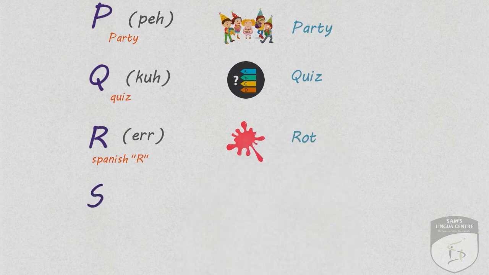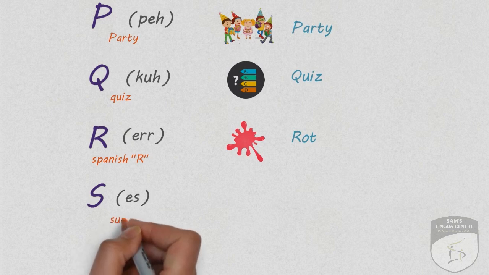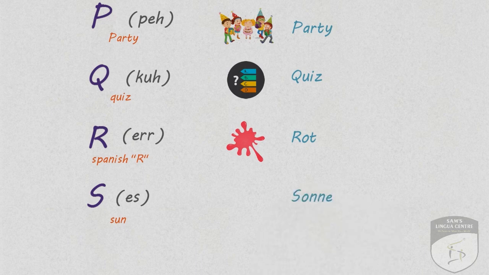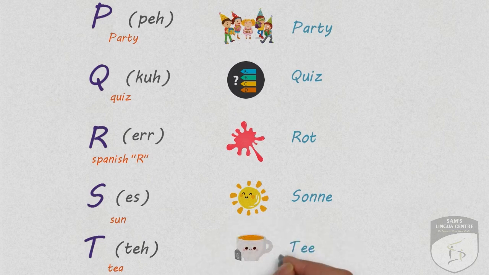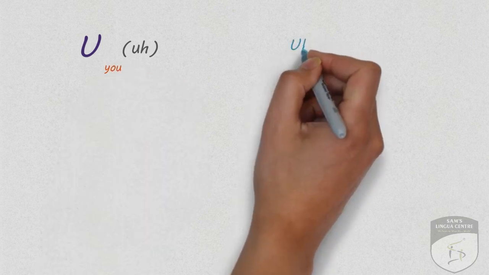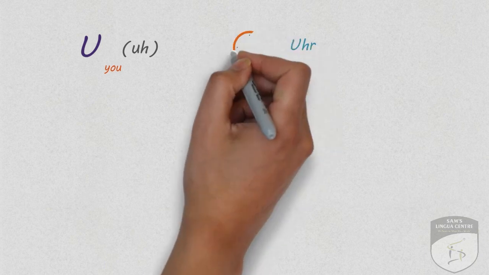S. S is pronounced like the word sun. The translation for sun in German is Sonne. T. T is pronounced like the T in the word tea, and the German translation for tea is Tee. U. U is pronounced like the word you. The German word with the letter U is Uhr. Uhr, which means clock.